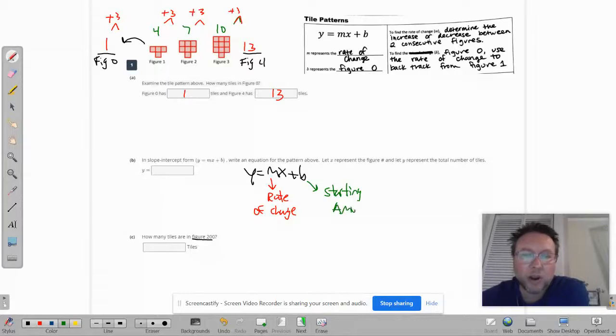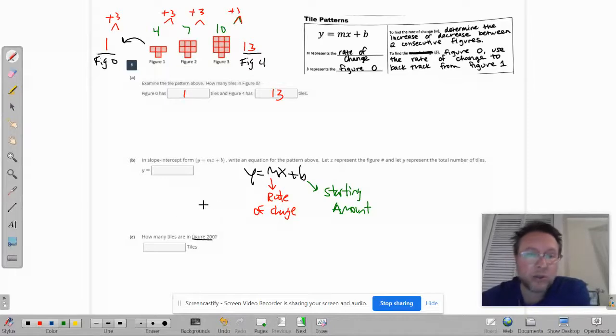And you think about a stopwatch starts at 0, right? So that's why we count back to figure 0, because the 4 is the first number in the sequence, that's figure 1. Well, when we think about the beginning of something, we think about where it was at 0. So that's why we had to count back. And so this represents our starting amount.